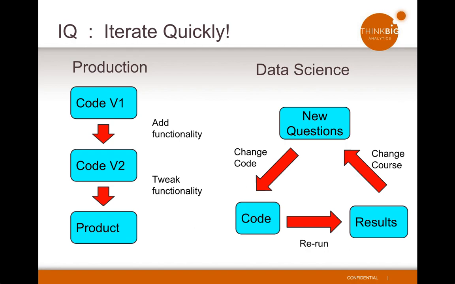You iterate a lot more quickly because you don't go into it generally knowing what the questions are that you're going to be asking. If you knew exactly the question to ask and exactly the analysis to do, then you probably didn't need to ask the question in the first place. There's a large exploratory component to data science.